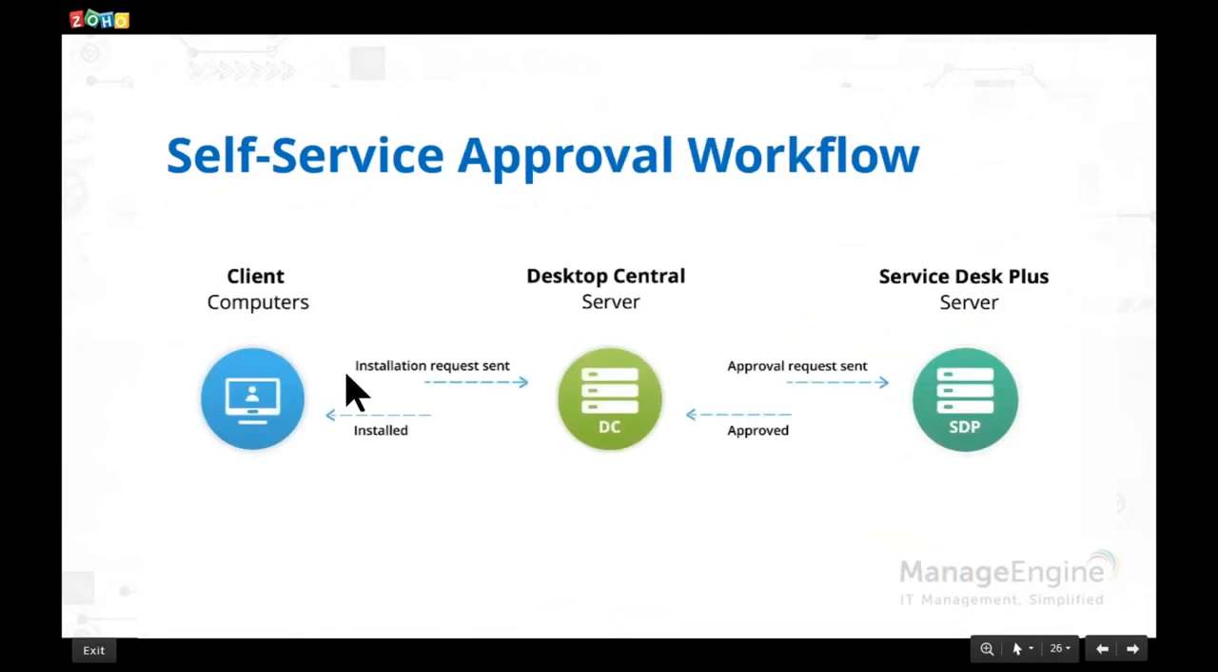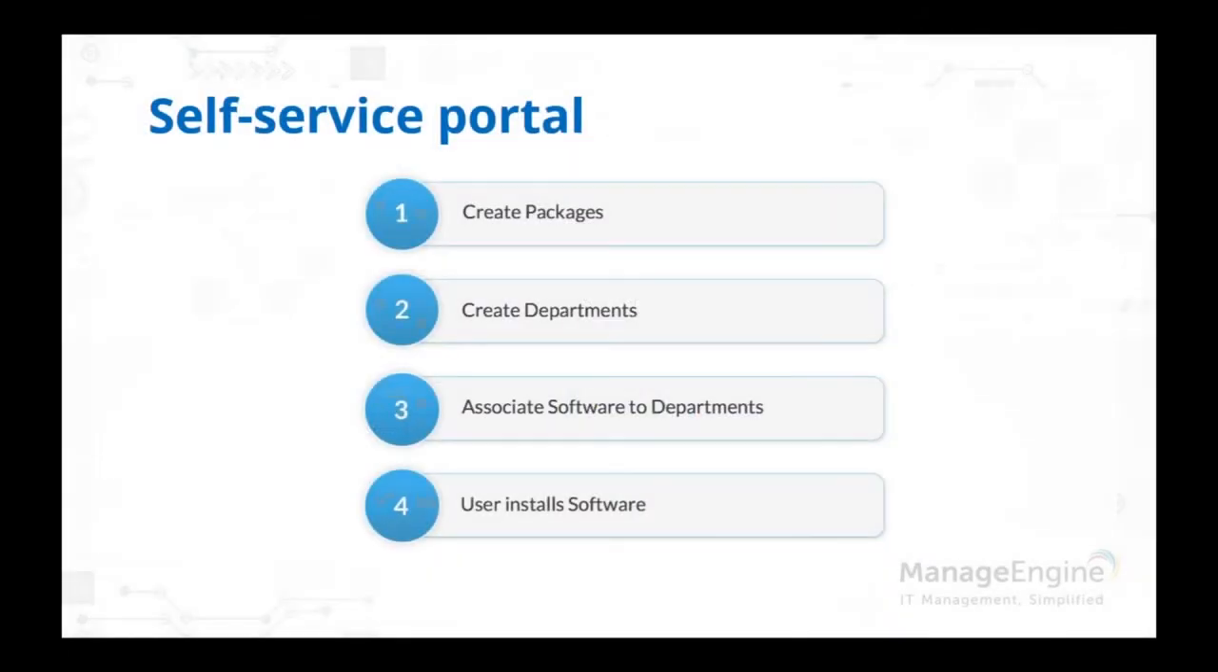And this is a quick recap of the flow. So the client computer is going to install this application. So the request is sent. The request is going to be monitored, and the gateway is going to be Desktop Central, which is going to process towards the Service Desk Plus. And when we approve it, it's going to come back and it will be showing as installed. And this is a self-service portal option which we discussed. So we are creating a package, we are creating a department in a custom group, associating the software to the department, and the user is going to help to install the application. So this is all about the third scenario.